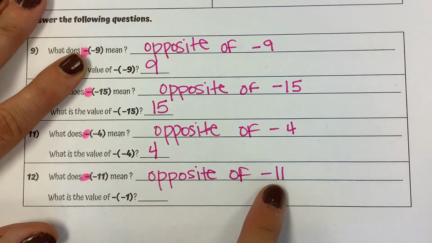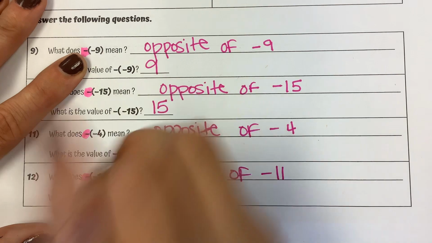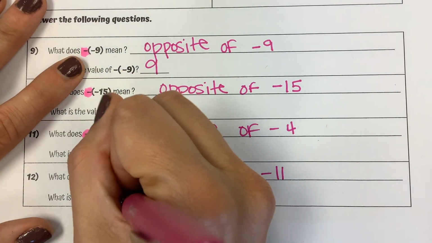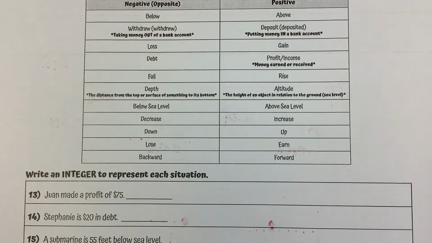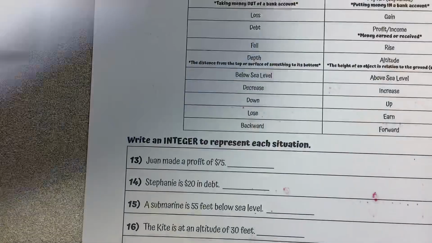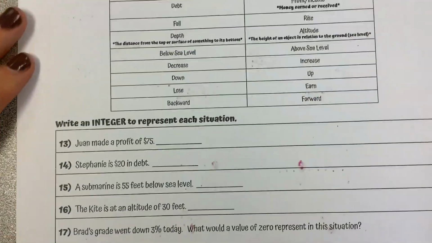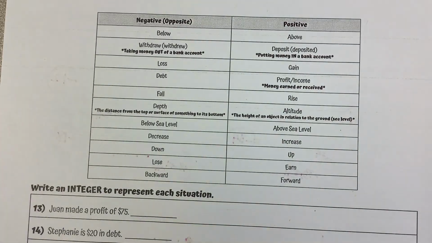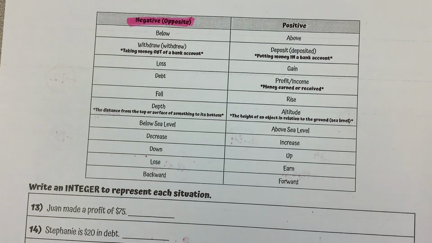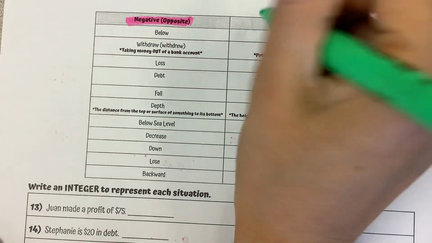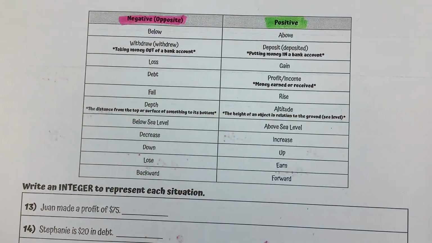What is the opposite of negative 11? Positive 11. Oops, that should be an 11 right there. Okay, last part. We put the chart on here, but the chart is also in your resource packet. So we got our keywords here. Our negative words are right here on the left side, and our positive words are right here on the right side. Okay.